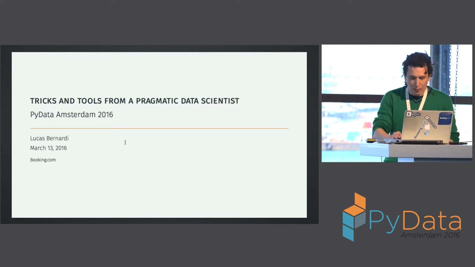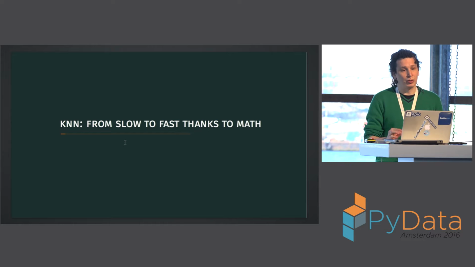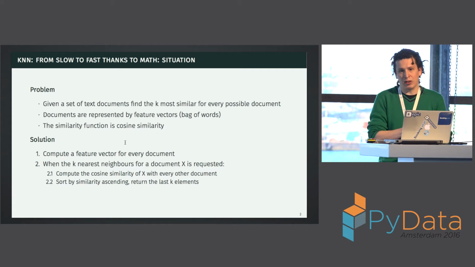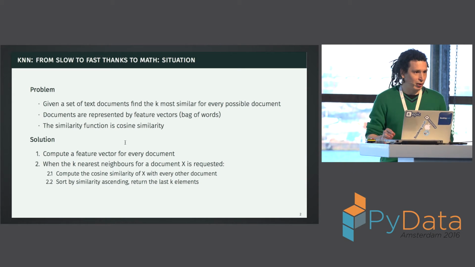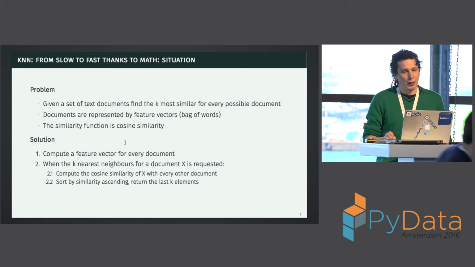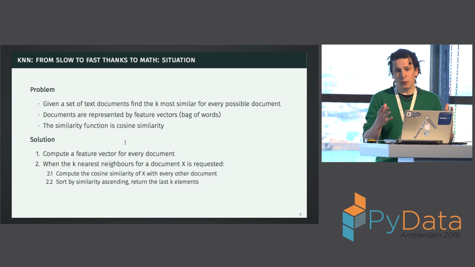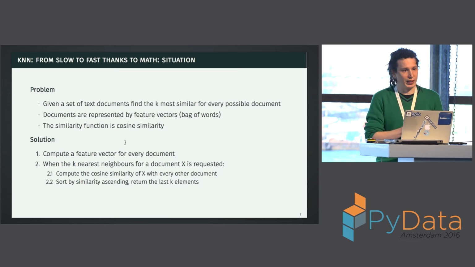So let's get started. The first trick I would like to talk about is called KNN, from slow to fast, thanks to math. And the idea is that you use this trick whenever you are solving a k-nearest neighbor problem. So not sure if everybody is aware of what this problem is about, but just for the sake of argument, let's say that we have a set of documents. These are text documents. And we want to compute the most similar documents to every document in the data set.